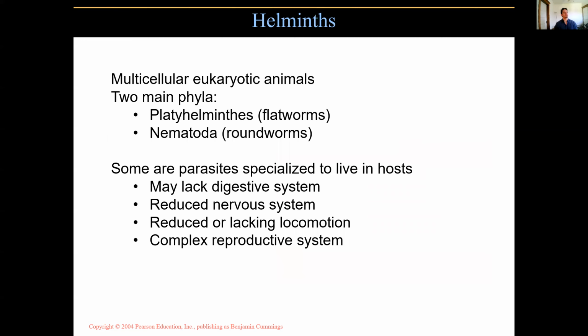We're also going to look quickly at helminths. Helminths are multicellular eukaryotic animals, and there are two main phyla: the platyhelminthes, which are flatworms, and the nematoda, which are roundworms. Some of these are parasites that are specialized to live in hosts. Interestingly enough, many of them lack a digestive system. They have a very reduced nervous system, and they have limited or reduced locomotion, or they might even lack locomotion.